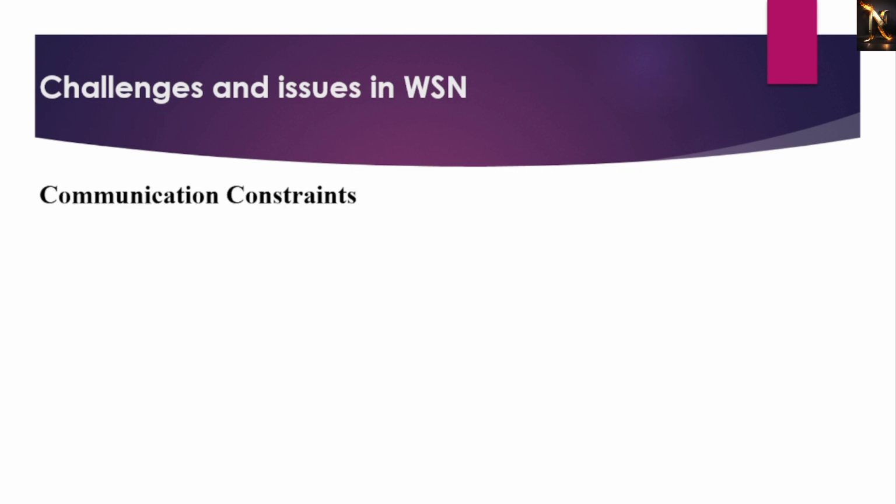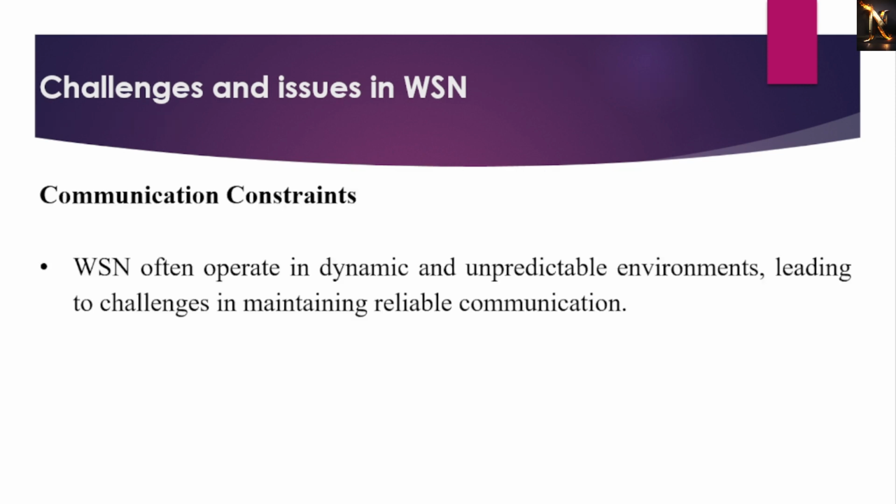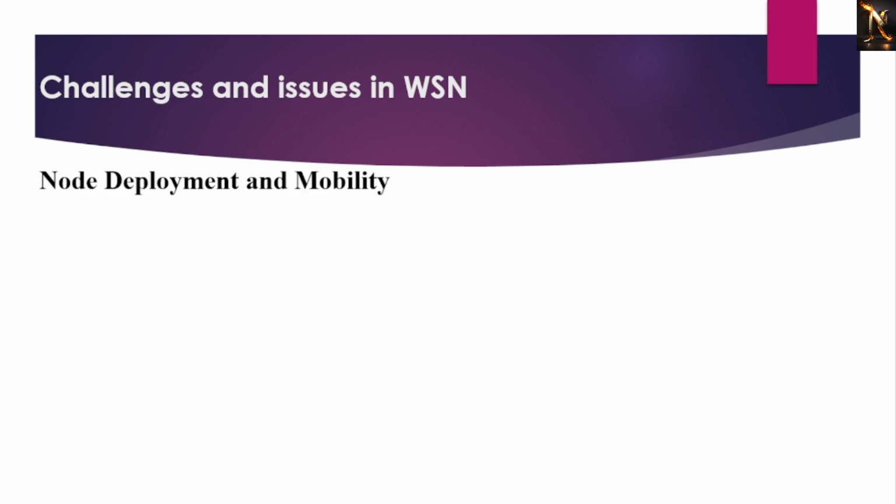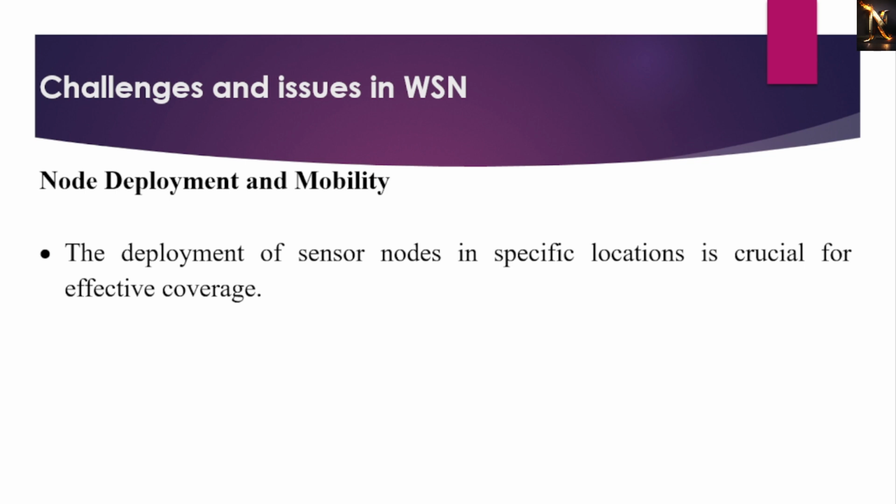Wireless sensor networks, WSNs, frequently function in dynamic and unpredictable environments, presenting challenges in sustaining reliable communication. Factors such as signal interference, obstacles, and fluctuating signal strength can impact the stability of communication links. Strategically placing sensor nodes in designated locations is vital for achieving effective coverage.